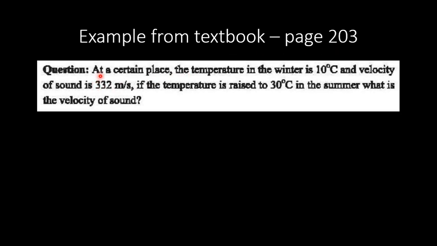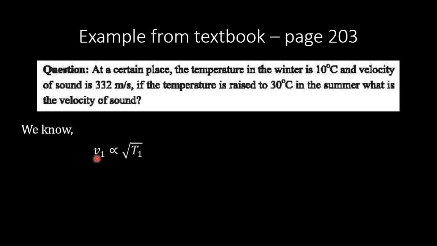Now we will solve an example from your textbook, page number 23. The question is, at a certain place, the temperature in the winter is 10 degrees Celsius and the velocity is 332 meter per second. If the temperature is raised to 30 degrees Celsius in the summer, then what will be the velocity of sound? So for this we can assume the first case and the second case.